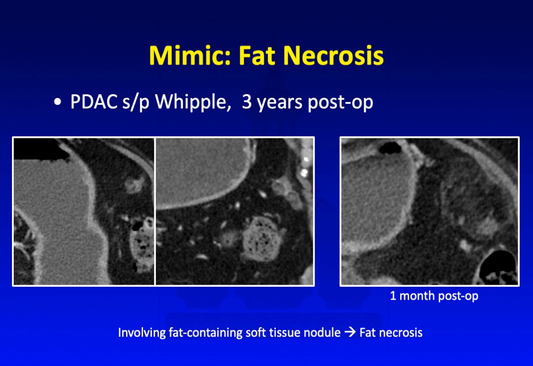Another mimicker would be fat necrosis. This patient had a Whipple 3 years post-op, and we see that there's this soft tissue nodule within the omentum. And when you look closer, you can see that there's some internal fat density within this soft tissue nodule. So it looks a little bit different from the other cases of peritoneal carcinomatosis. And when we look back further in time, at the 1-month post-op exam, we noticed that this was a large area of omental infarct. So this was just an involuting fat necrosis over time.